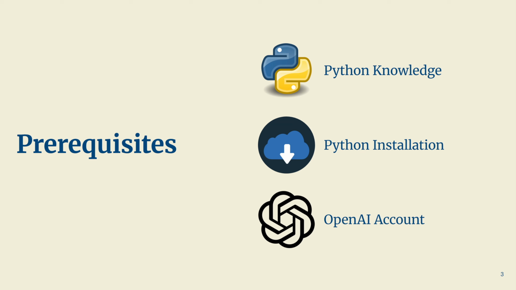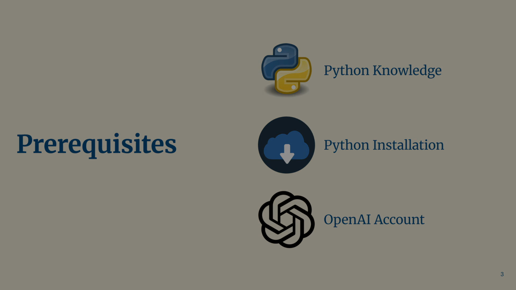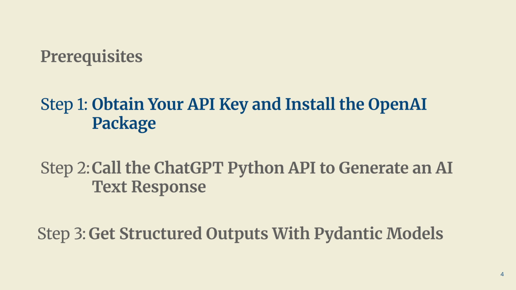Don't worry if you're new to working with APIs. This tutorial will guide you through everything you need to know to get started with the ChatGPT API and implement AI features in your applications. So let's start with step 1. Before you can start making calls to the ChatGPT Python API, you'll need to obtain an API key and install the OpenAI Python library. Let's head over to the browser window and see how it's done.